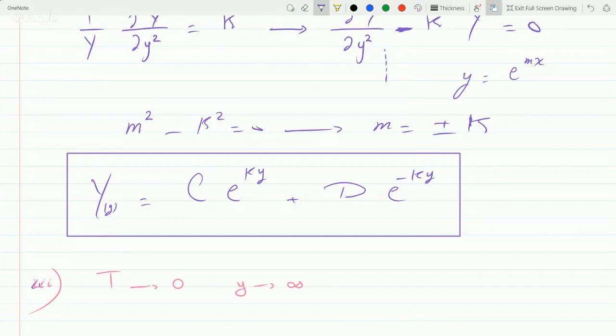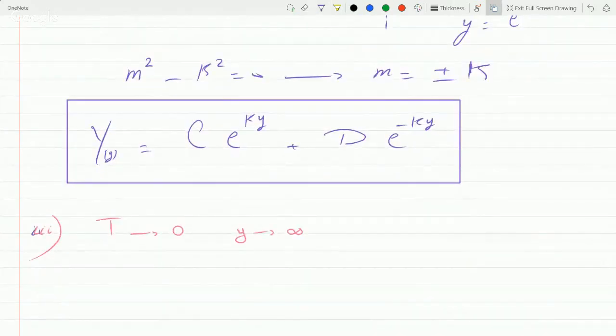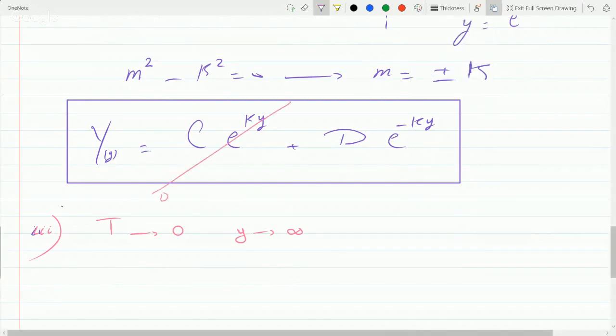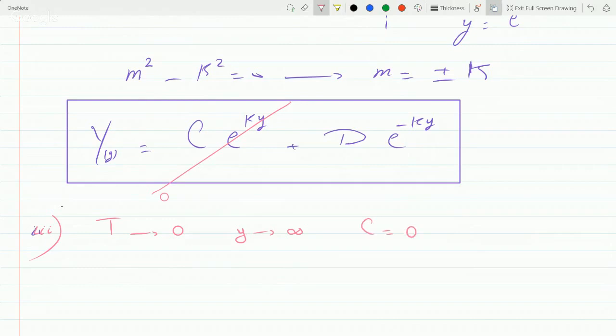Right. Okay, now look, if you put infinity here, the first term will blow up. So the only way this can work is if this guy is 0. If C is 0. So that immediately tells you that C equals 0. And that modifies your y. So now the y is just d e to the minus ky. Okay?